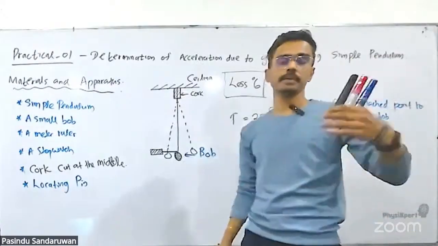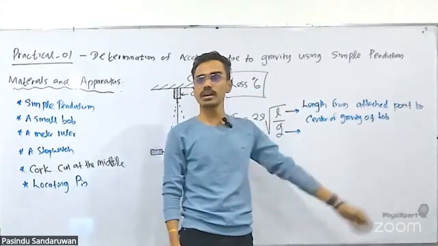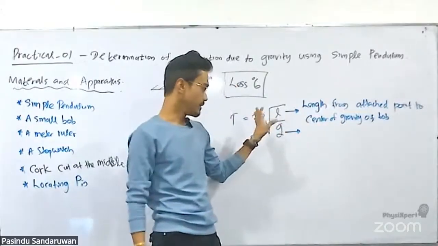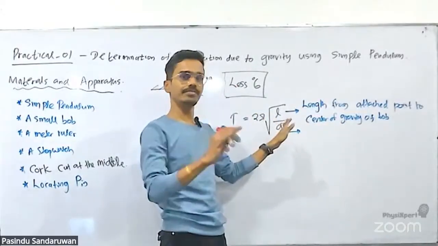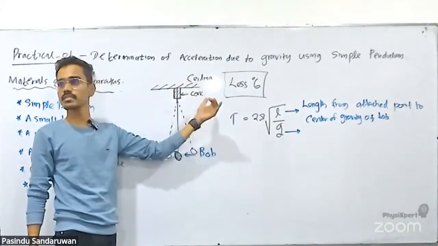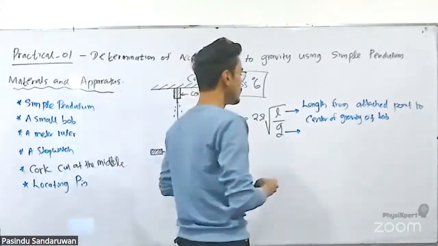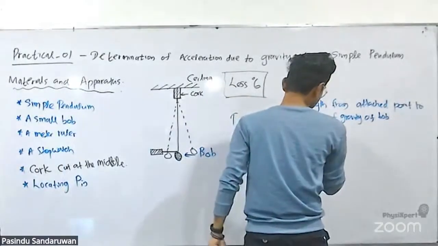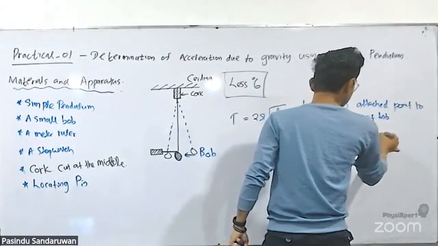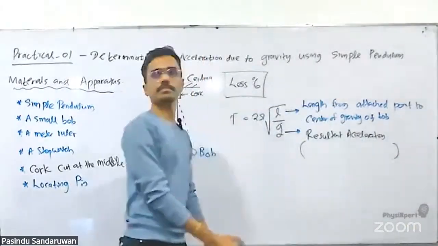If the pendulum was fixed inside an elevator, a moving elevator, or a moving bus or car, something like that, resultant acceleration comes. So even though we are writing G here, it is G if and only if the ceiling is at rest, the system is at rest. If the system moves as a whole, it changes. So this is actually the resultant acceleration, and that is gravitational acceleration if the system is at rest.